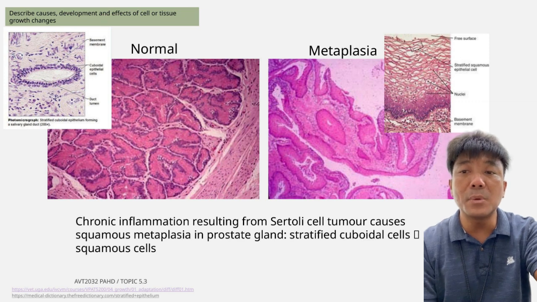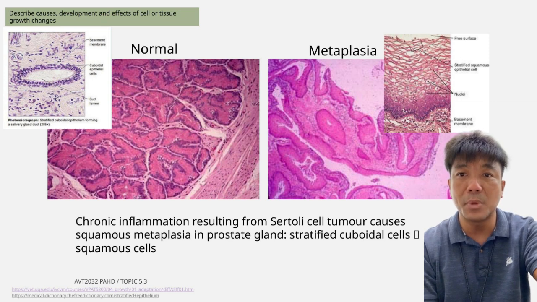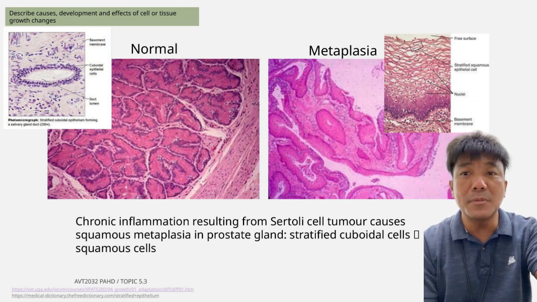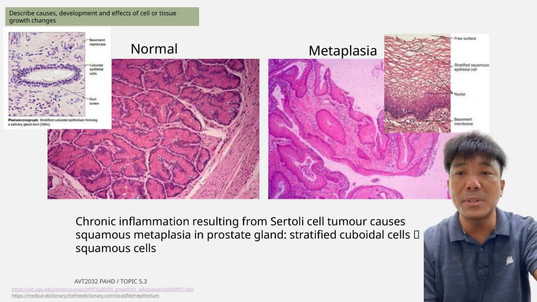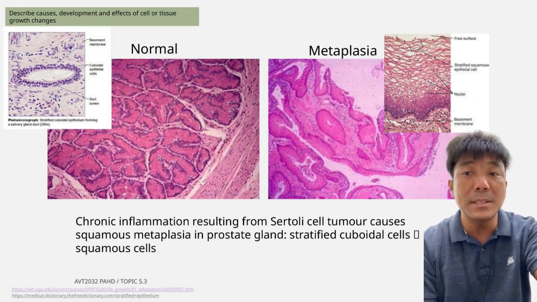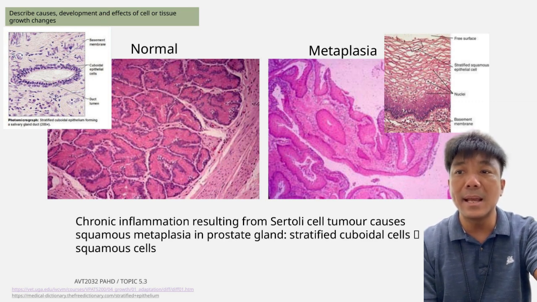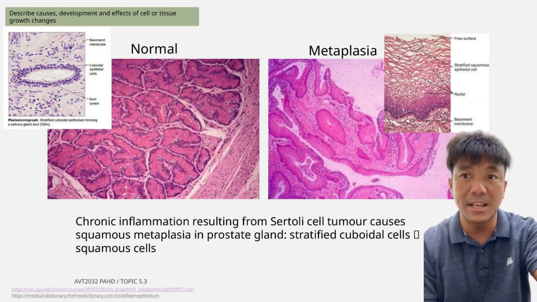Chronic inflammation from a Sertoli cell tumor can induce squamous metaplasia in the prostate gland. This process involves the transformation of stratified cuboidal cells into squamous cells, adapting to the persistent inflammatory environment. This cellular adaptation enhances the tissue's resilience but may alter normal gland function.